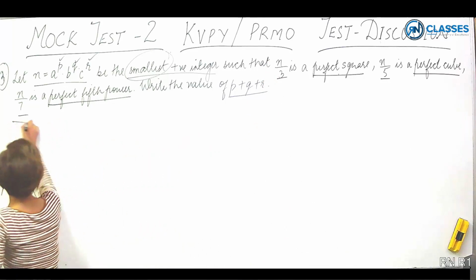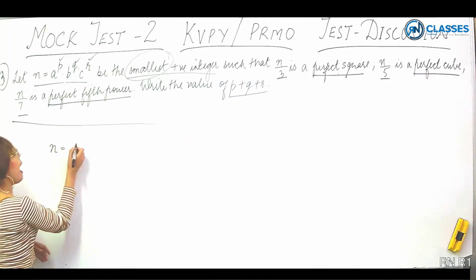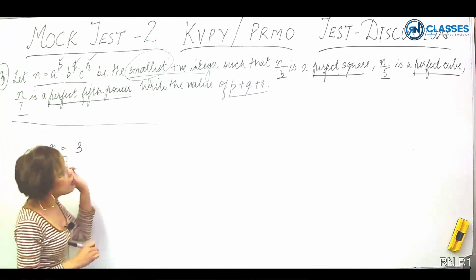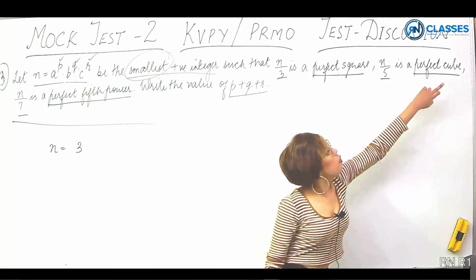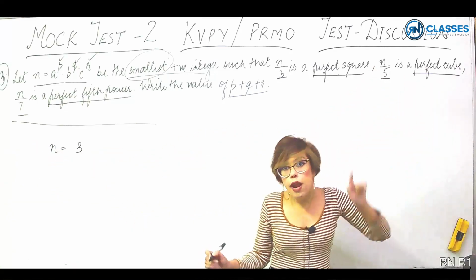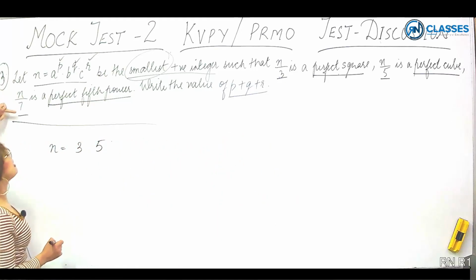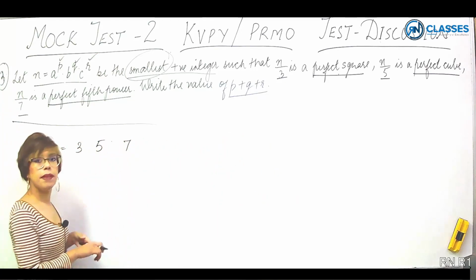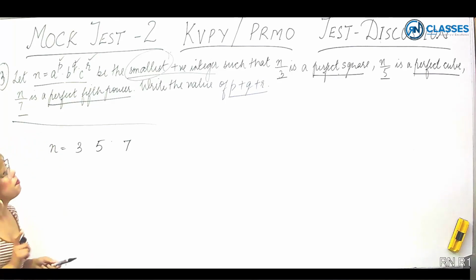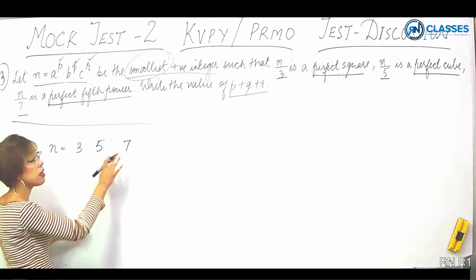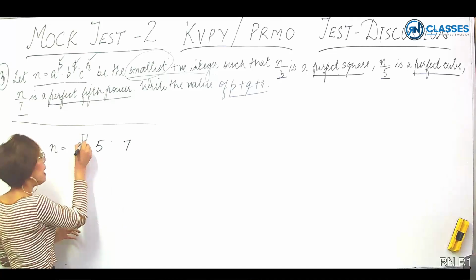So, if I'm talking about the prime factorization of n, I will have 3. Also, n by 5 is a perfect cube. That means the prime factorization should have the prime factor 5. Right? And as you can see, prime factor 7 should be there. Now, since I want the smallest number, that means these 3 prime factors will be there. What are the powers that I need to determine?